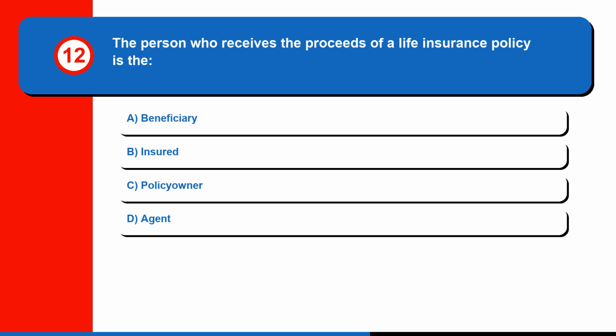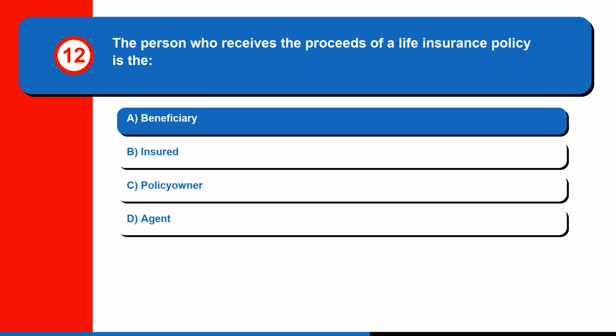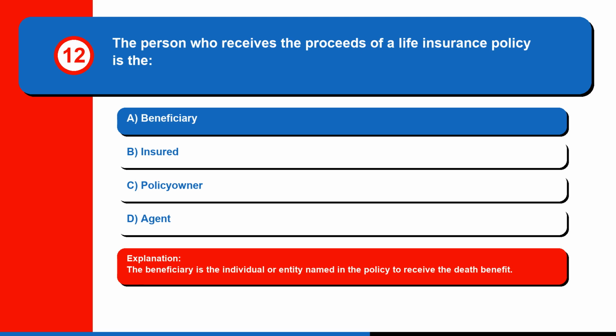Question 12. The person who receives the proceeds of a life insurance policy is the A. Beneficiary, B. Insured, C. Policy owner, or D. Agent? The correct answer is A. Beneficiary. The beneficiary is the individual or entity named in the policy to receive the death benefit.